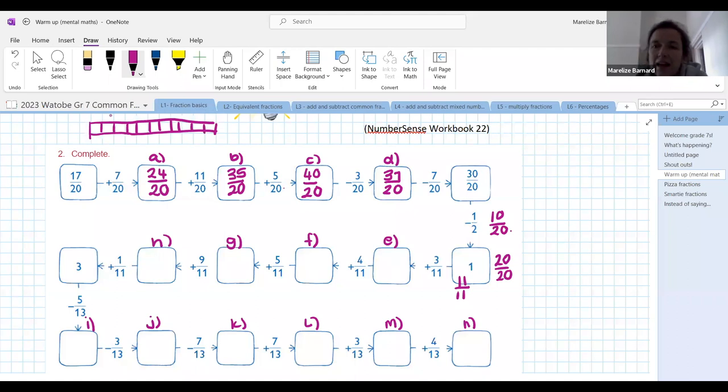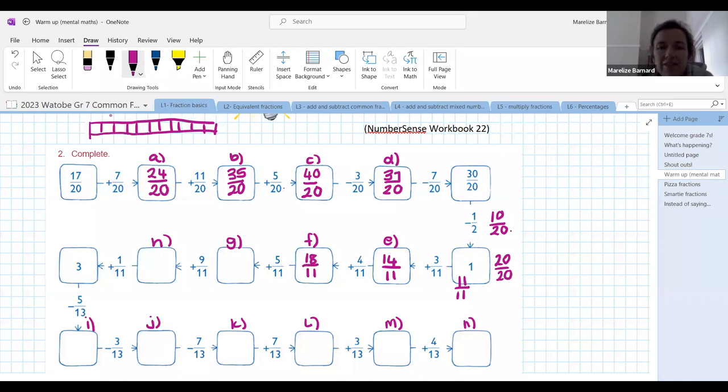Then I add 3 11ths. How many 11ths do I now have? 11 11ths plus 3, that gives me a total of how many? 11 plus 3, that's not hard, it's 14. That's right. And then I add another 4 11ths. How many do I have now? 18. That's right. 18 11ths.